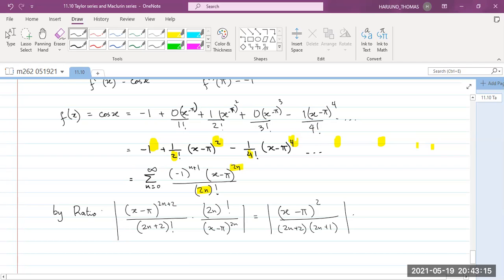Oh, this converges to 0 as n goes to infinity. So the radius of convergence is infinity. For every x, this series is convergent.